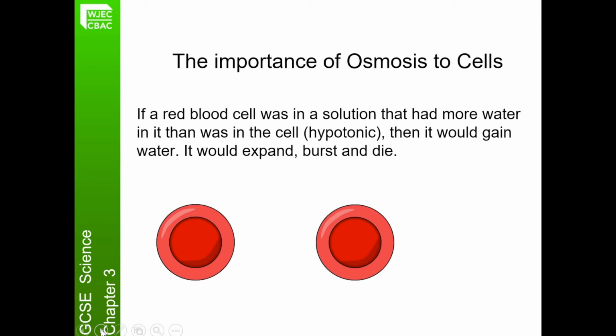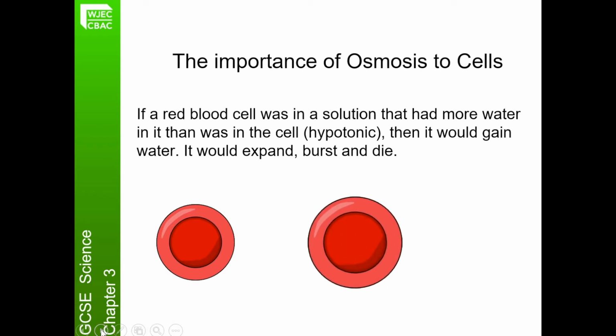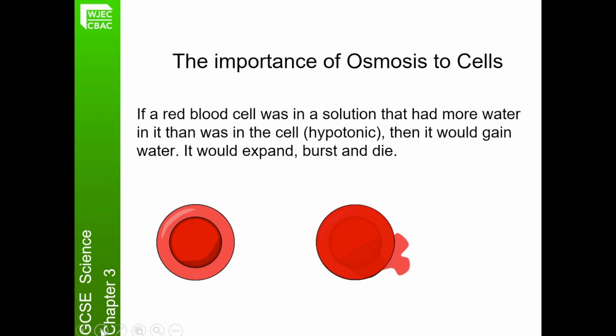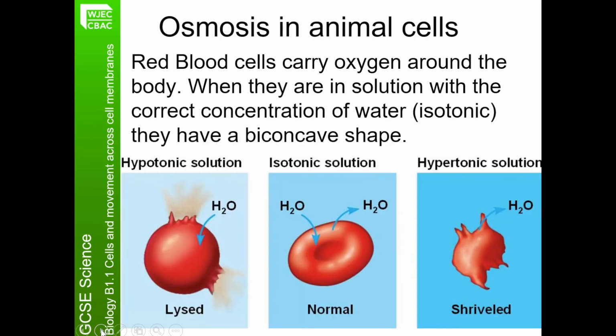If a red blood cell was in the opposite to a hypertonic solution, if it was in a hypotonic solution, in other words, it had more water in it than the cell. So if you put a red blood cell into pure water, then again it would die too, because it would absorb water. Water would pass in, it would swell up, and then it would just pop. It would burst. So it's really important that we keep red blood cells in isotonic solutions.